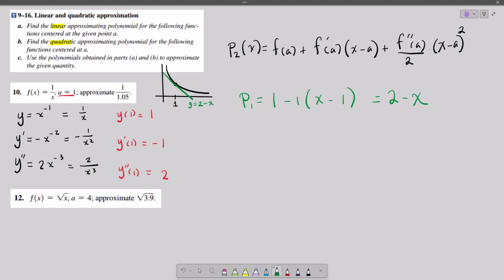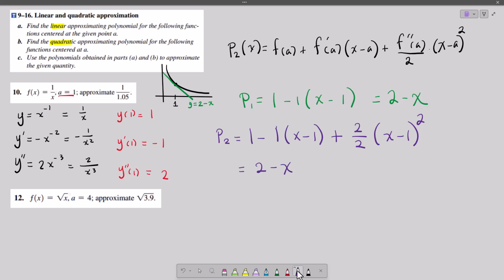Now we're going to build P sub 2. So P sub 2, we're going to start with this whole thing, and then plus the second derivative divided by 2 times the center quantity squared. And again, normally we're just going to leave it like this, but if we wanted to, we could simplify this by squaring everything out and getting like terms. Maybe we'll do it this time, but we're not going to do this in the future.